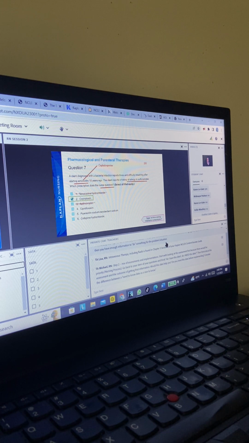Ciprofloxacin is a fluoroquinolone. No cross allergy here. Okay, Cipro, it starts with a C, but it's not a ceph. Good. And then piperacillin, it has that ending, that suffix of cillin. So yes for number 5. And then it looks like you guys are getting it in the poll. Good. Cefepime, CEF, is a cephalosporin.